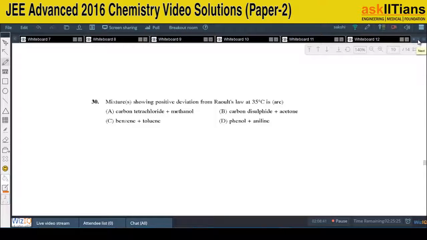So first of all, I think you people would have read the examples. The examples are carbon tetrachloride in the presence of methanol, carbon disulfide and acetone, then you have benzene and toluene, and finally you have phenol and aniline.